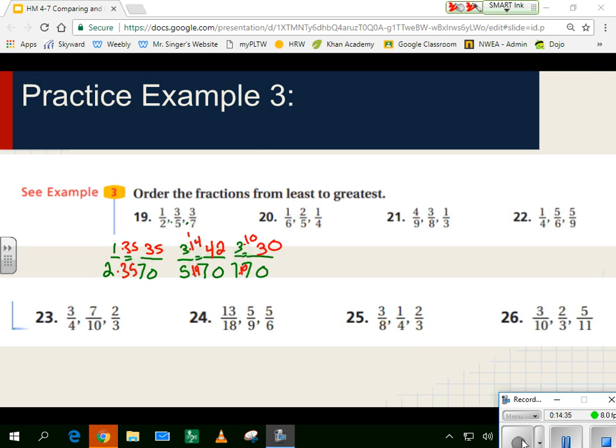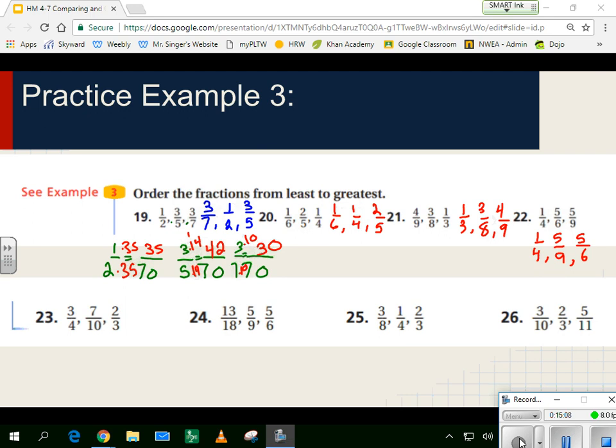So now we can see which ones are least to greatest. The smallest numerator we have is 30/70, which is 3/7. So that becomes our least. The next smallest is 35/70, or 1/2. And then finally, 42/70 is our greatest at 3/5. So for number 19, that's the answer. Okay, good luck with 20, 21, and 22. Come back when you are done.